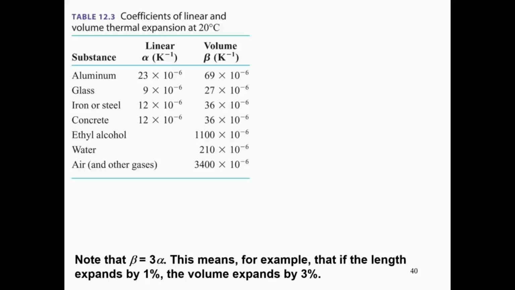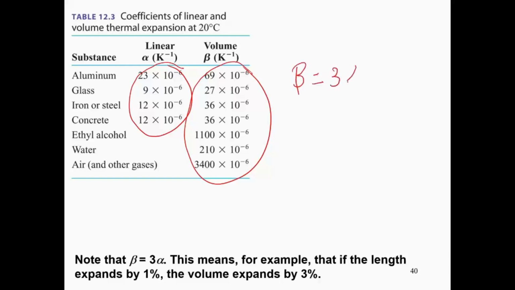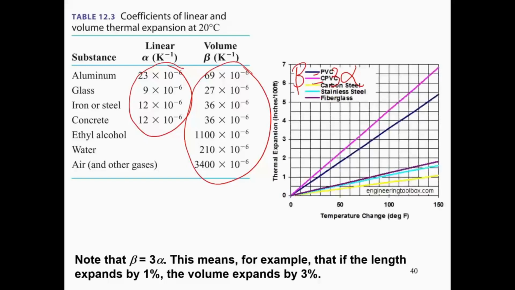Here's the list of volume expansion and linear expansion coefficients for different substances, and you can clearly see that beta has to be exactly 3 times alpha, because it's a cubical expansion. These are the values you will be given. And this is the actual data for different substances. You can clearly see the thermal expansion increases almost linearly with temperature within a certain range of temperature.